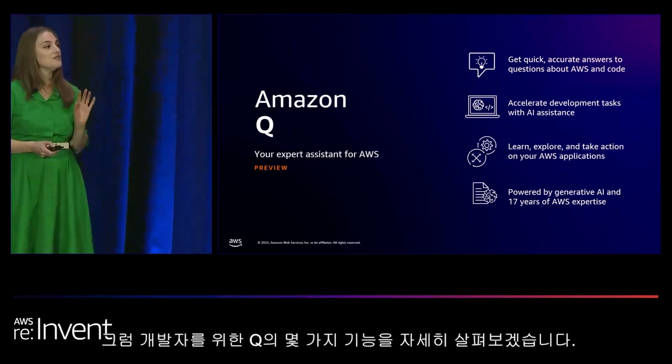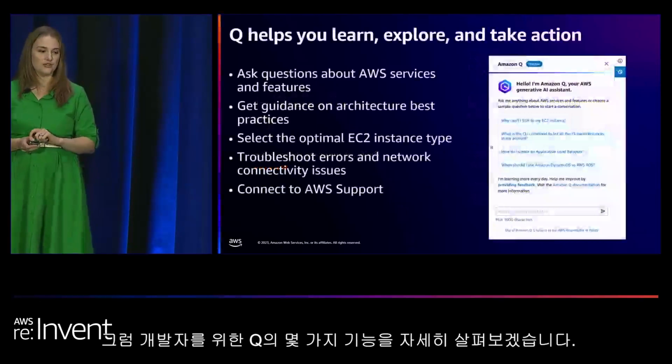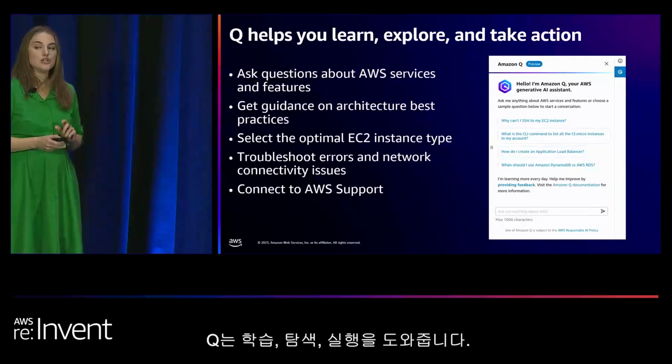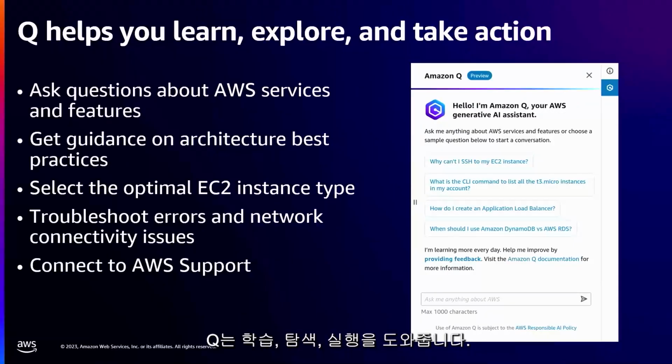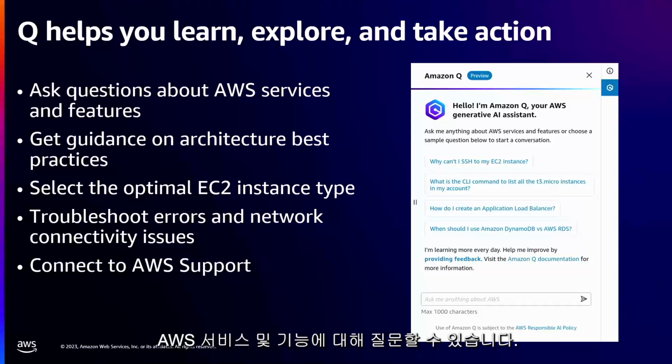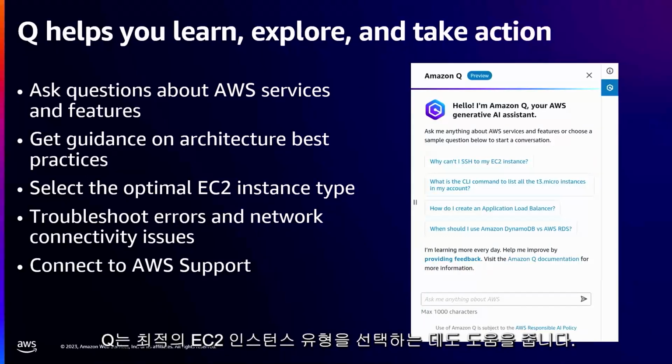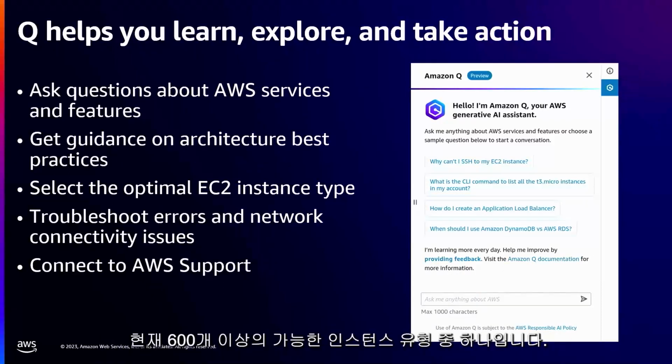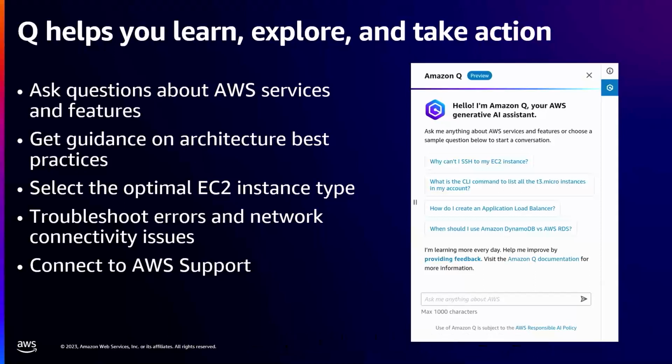So let's dig into a few of the capabilities of Q for developers. So Q helps you learn, explore, and take action. You can ask questions about AWS services and features. You can even get guidance on architectural best practices for your applications on AWS. Q will even help you select the optimal EC2 instance type out of over 600 possible instance types today.